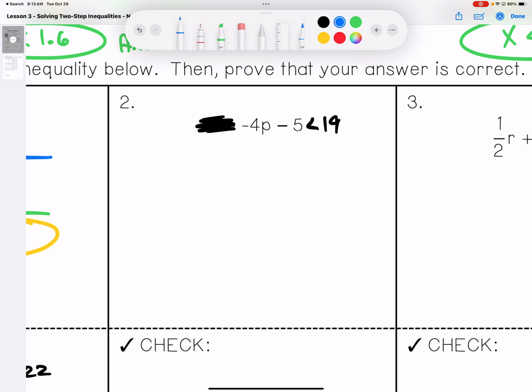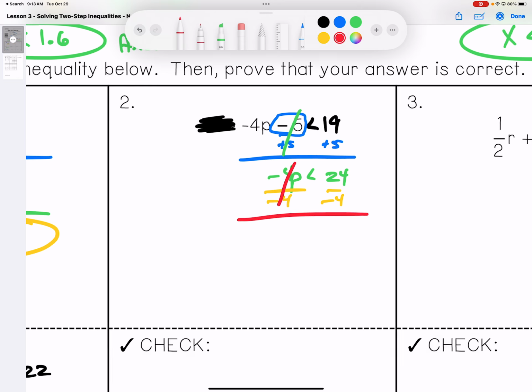I'm going to undo the addition or subtraction first right there. So I'm going to undo that by adding 5 to both sides. I'm going to be left with negative 4p is less than 24. Next, I'm going to divide by a negative 4 to both sides. And I am left with p.